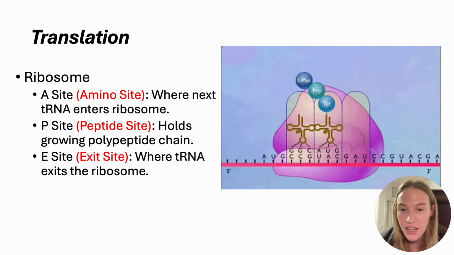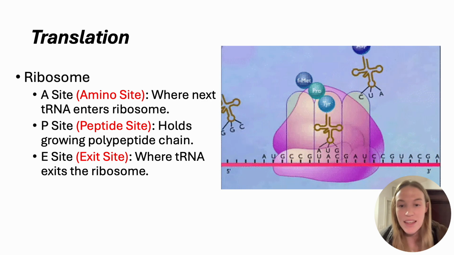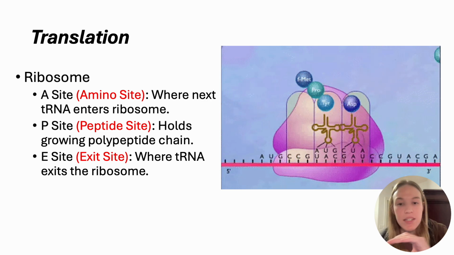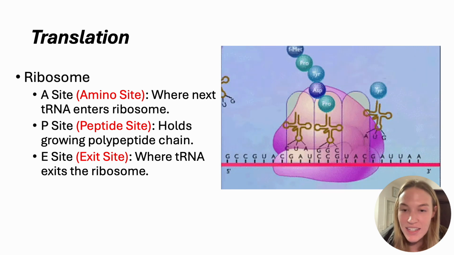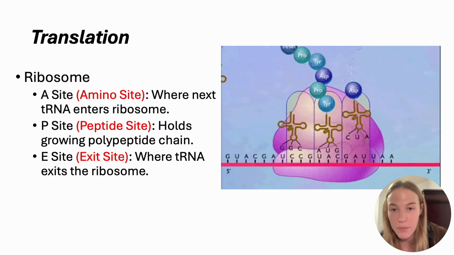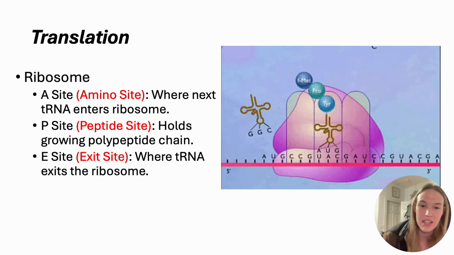So the polypeptide chain is going to be growing from the P site, and as the ribosome slides down the mRNA molecule, that polypeptide chain is going to be added to the amino acid that once was in the A site, but then is actually getting transferred to the P site in the process.